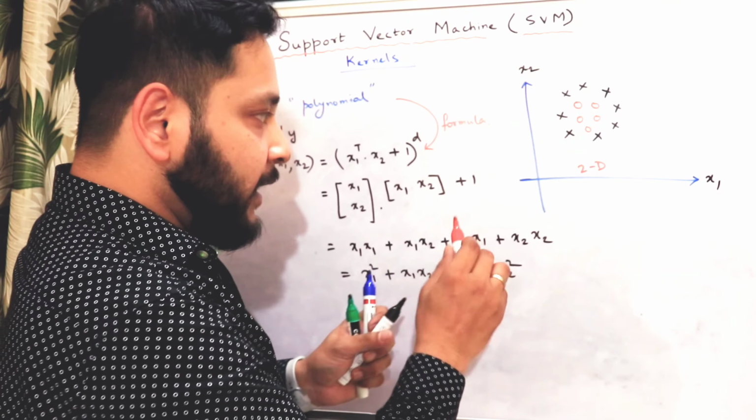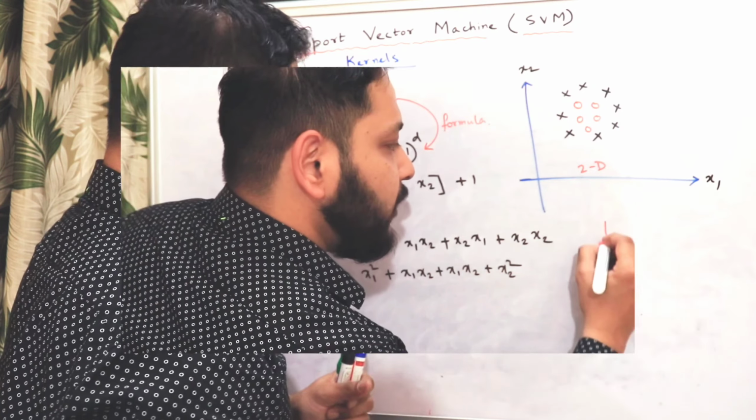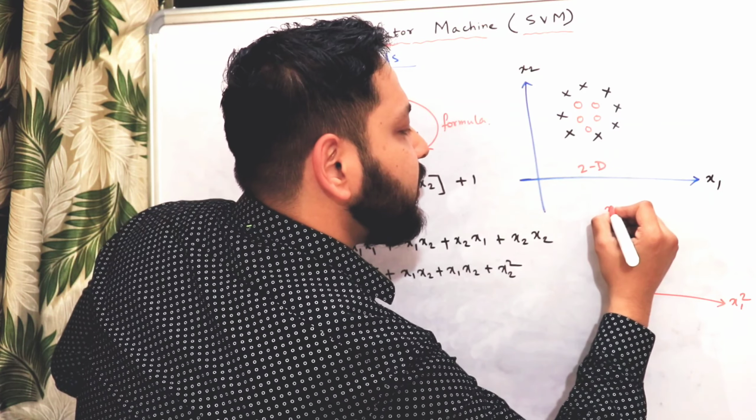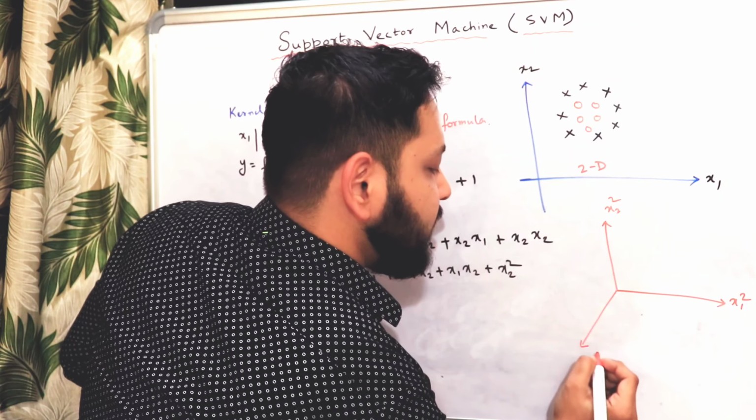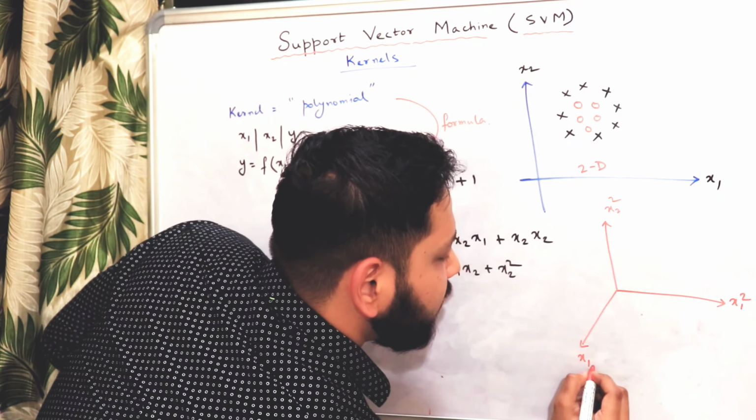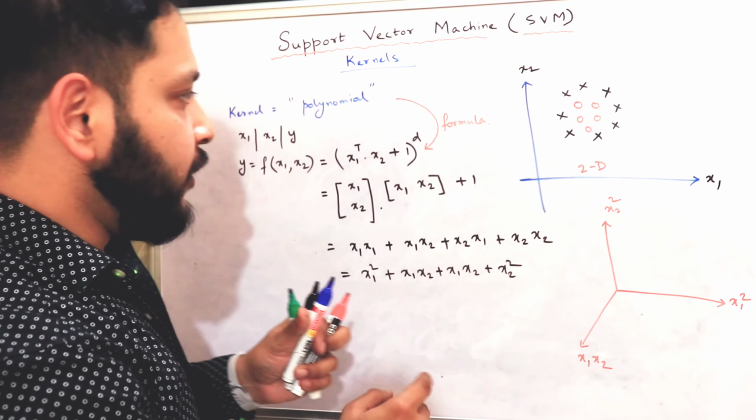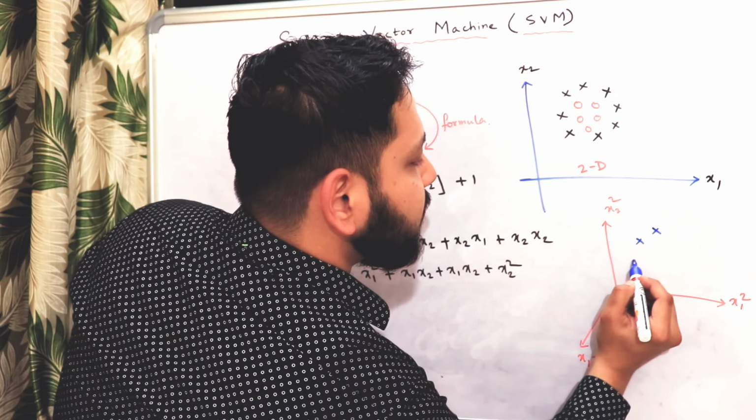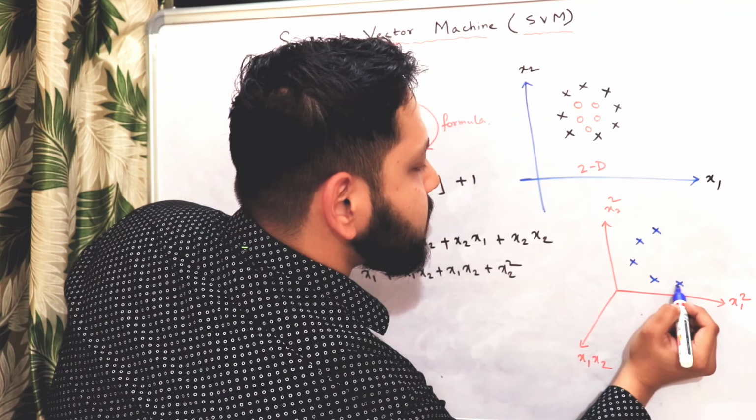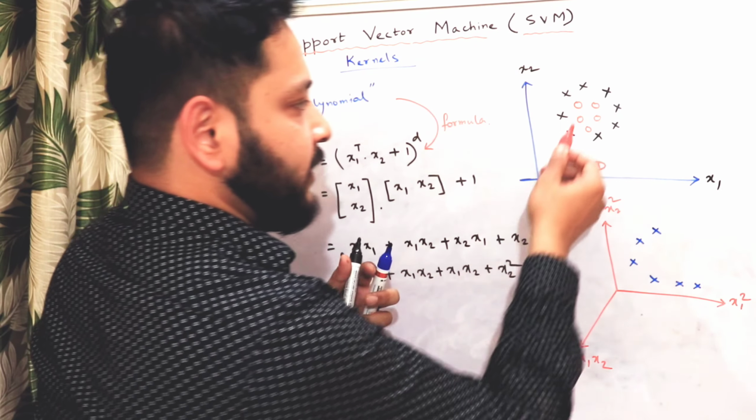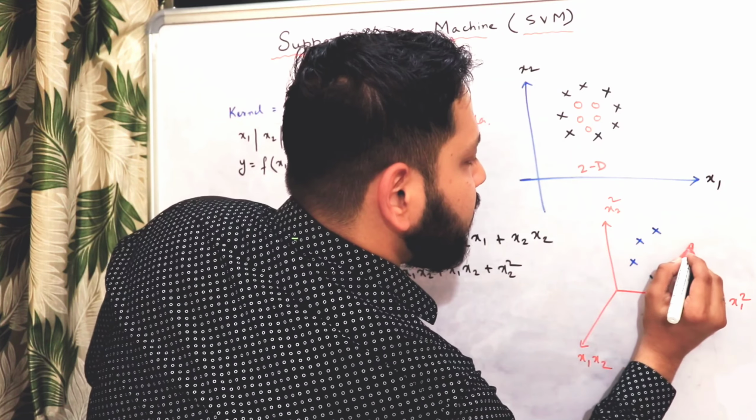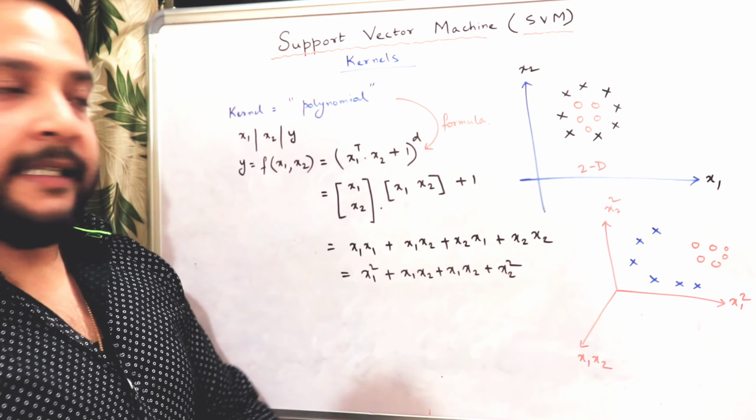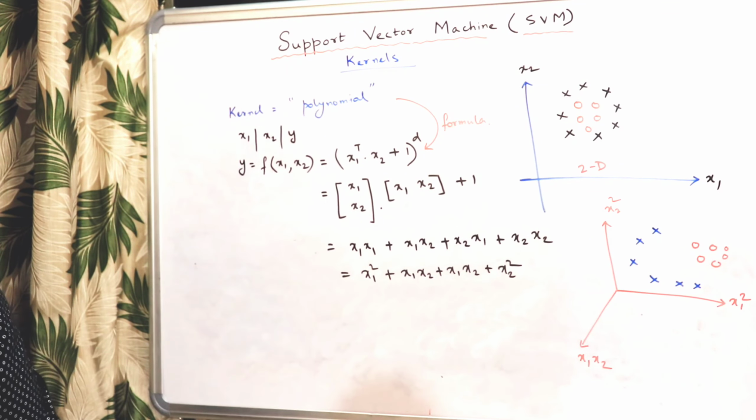So here we are taking it into 3D. So in 3D, how will it look? Say this is x1 square axis, this is x2 square axis, and this is x1 into x2 axis. So while we are taking these things, what will happen? x1 square will look like this. And we have the points x1 into x2 will be like this. And thus we can easily separate these 2 points using a hyperplane.